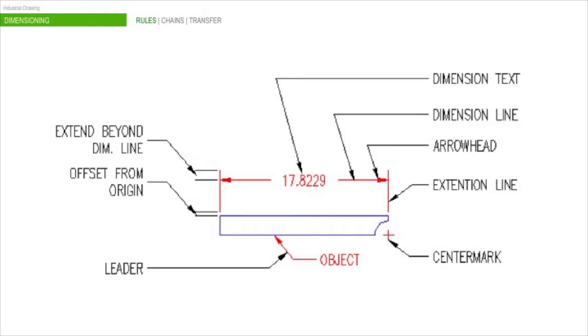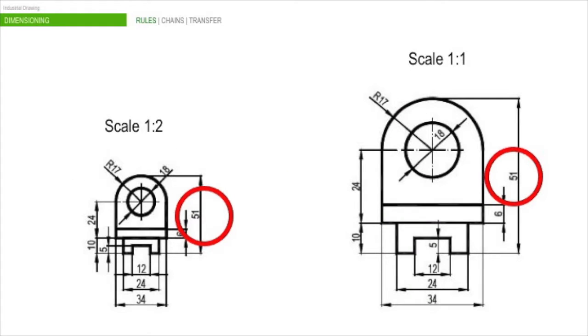These are the parts of a dimensioned line. The most important ones perhaps could be the dimension text and the dimension line. Now let's see a few tips about dimensioning. Dimension text always indicates the real measurement.